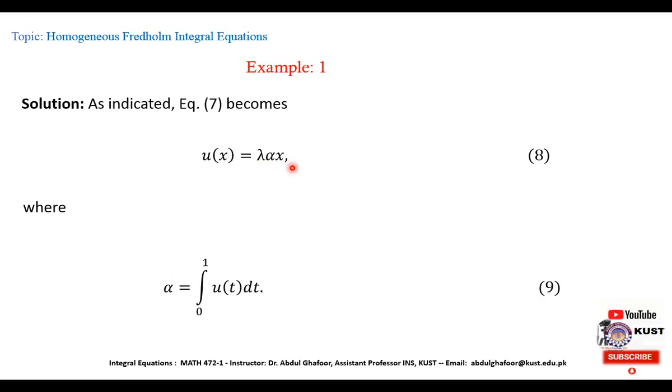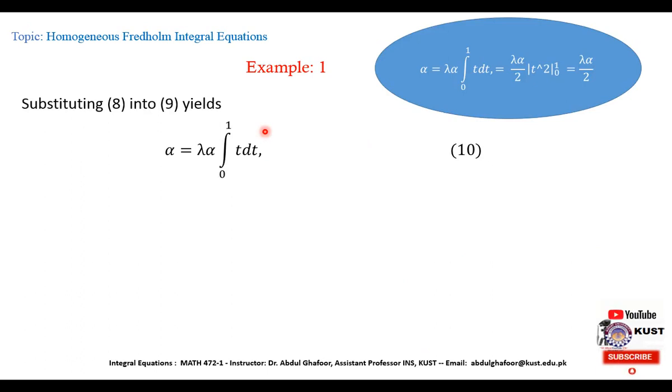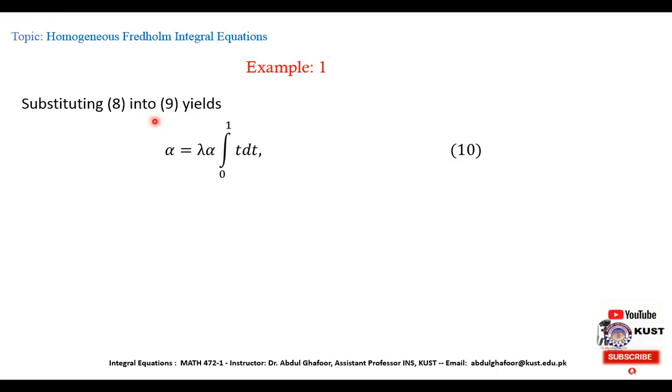Now we will determine the value of lambda for alpha not equal to 0, to find the non-trivial solution. So this equation 8 is basically our solution, but we need to determine the value of lambda for alpha not equal to 0. To find the value of lambda, we substitute equation 8 into equation 9. When we do so, we get alpha is equal to lambda alpha integral from 0 to 1 t dt.